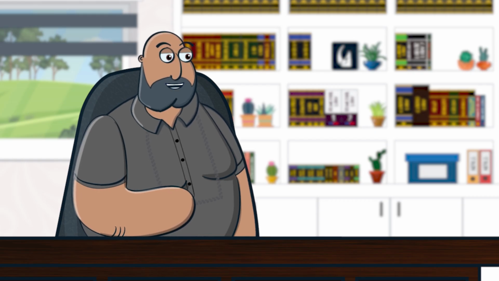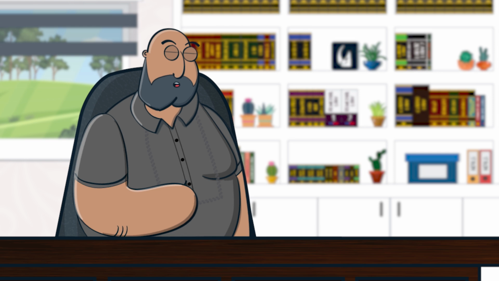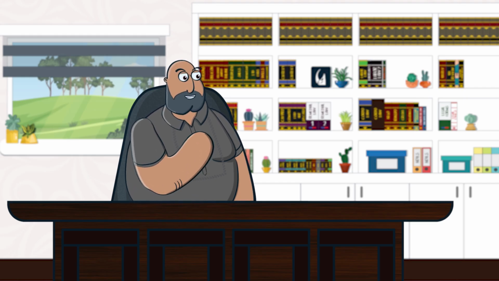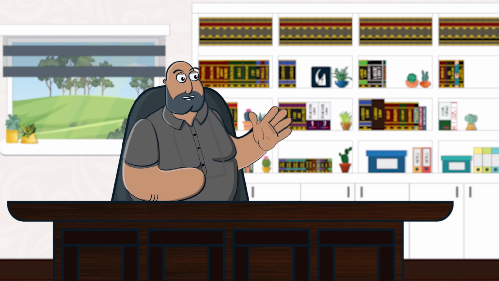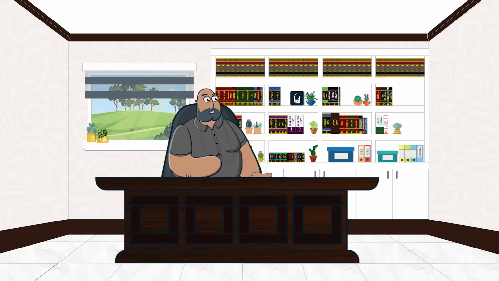Next, we need to write our legal basis. The law does not require that you cite the entire provision of the law. All that matters is you write the most relevant portions of the law. Article 11 of the Revised Penal Code provides that unlawful aggression is the first and foremost element of self-defense. There can be no self-defense, complete or incomplete, without the presence of unlawful aggression. Notice kapatid that I have used the precise language of the law. The law demands precision in everything we do. However, I have taken the liberty of not writing the entirety of the provision. Doon lang tayo sa relevant, mahalaga at magagamit natin sa susunod na paragraph.